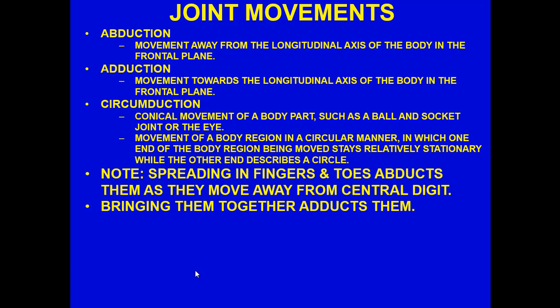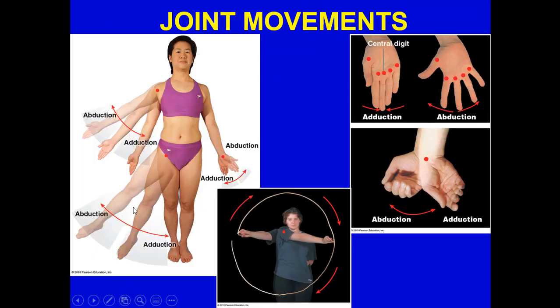One thing to keep in mind, in spreading the fingers and toes, you abduct them as they move away from the central digit. Bringing them together adducts them. So let's take a look at this. Here we have abduction away from the central line. Adduction is coming inward. You can do this at the wrist. Abduction in one way away from the central body, adduction in the opposite direction. Same thing with the leg at the hip joint.